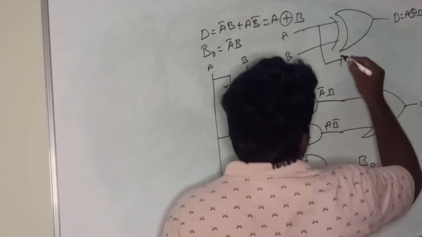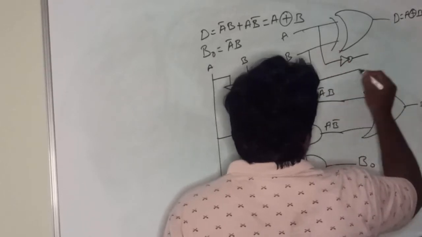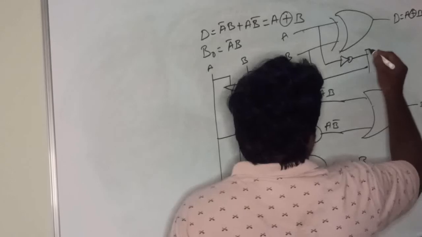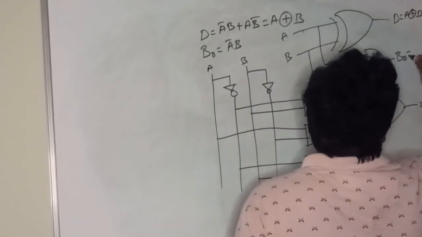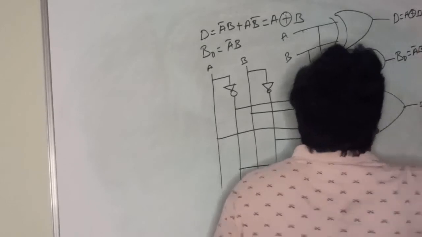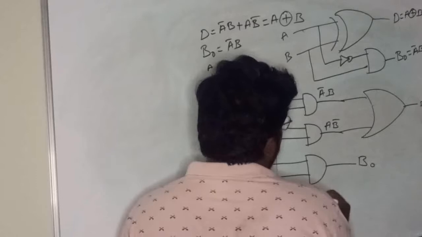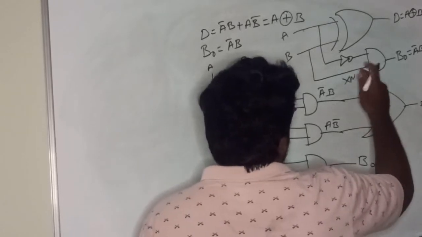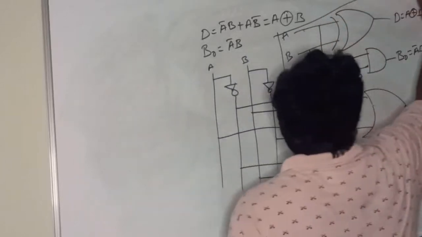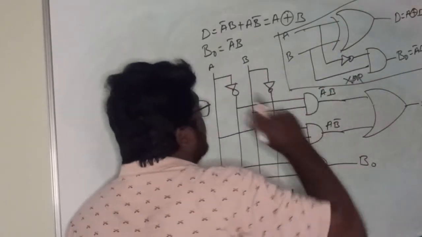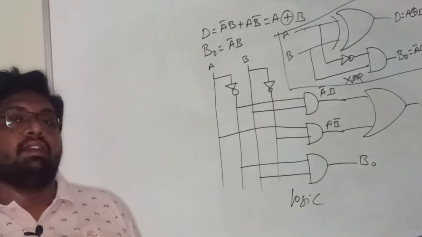So this will be A complement and next B. This is nothing but the borrow B naught, that is equals to A complement B. This is by using the logic gates, and this is by using the XOR operation. So this is the half subtractor representation. Now let us see the full subtractor.